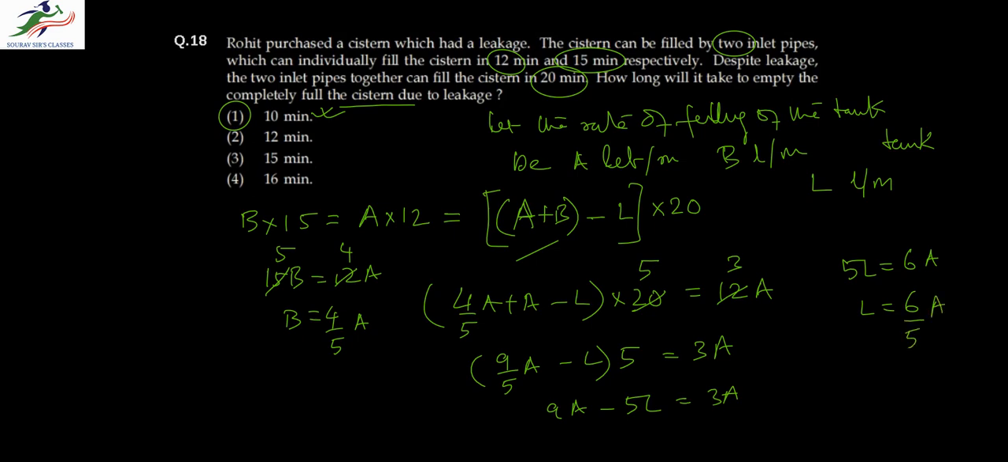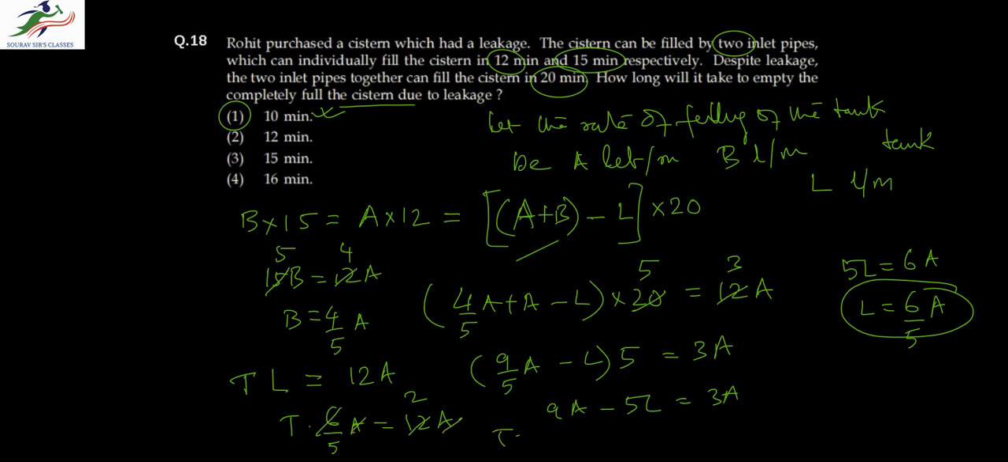So now we let T be the time in which L can empty the tank. So T into L is the total volume of the tank that will be emptied, which will be equal to 12A, which is the volume of the tank again. So L is calculated as 6 by 5 A. So I put that value here. So T into 6 by 5 A is equal to 12A, and then I get the value of T as 10 minutes.